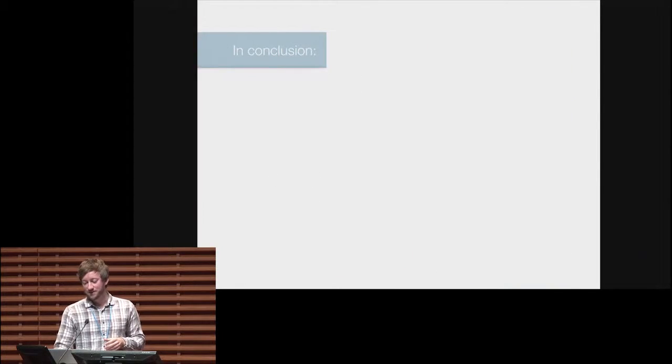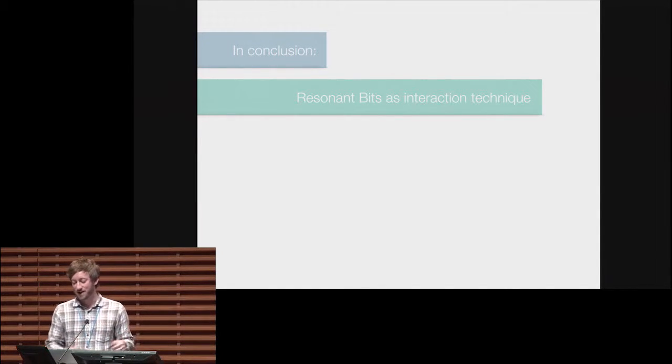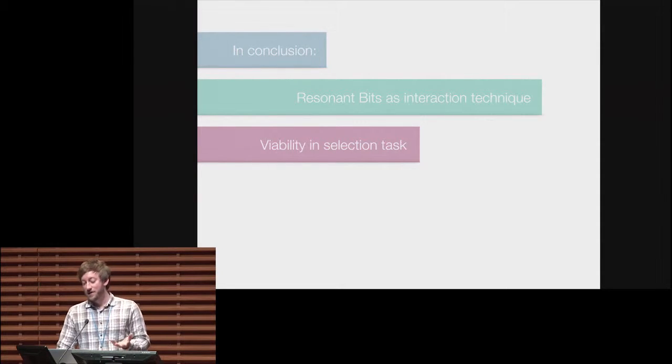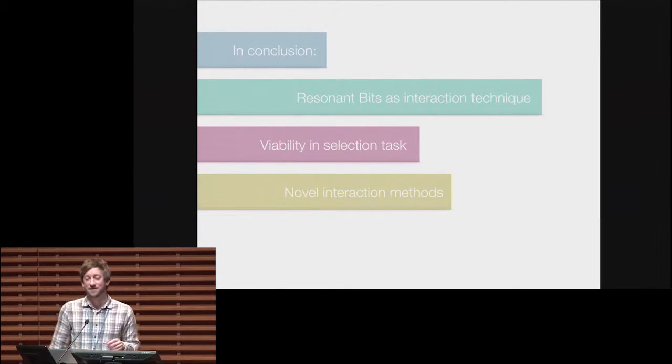So, in conclusion, I've just given a very brief overview of resonant bits as an interaction technique, making digital information resonant, and how you can use that. In the paper, there's more details, but we've shown the viability as an actual interaction method in a very simple selection task, so it does work. People can select the one they want, and this was shown to be perfectly valid. And then just now, I've gone through a few of the novel interaction methods this could bring about, and I'm happy to hear any more. So come and find me if there are any other ideas. And I think I'm wrapping up about a minute early.